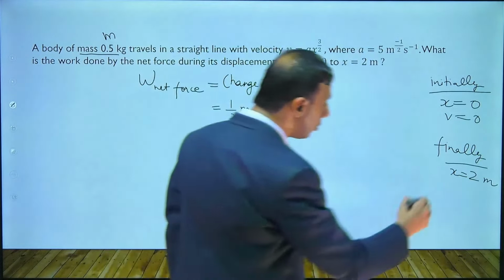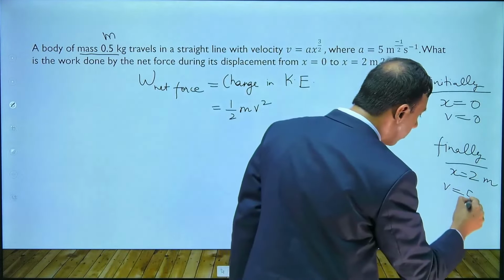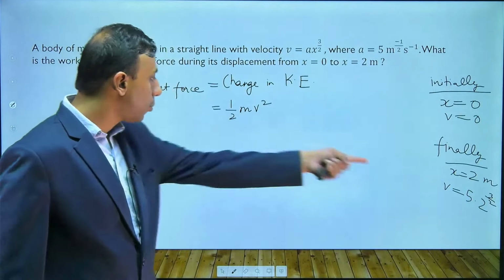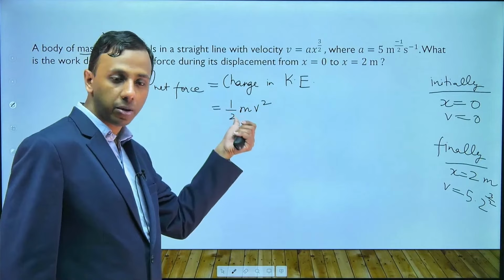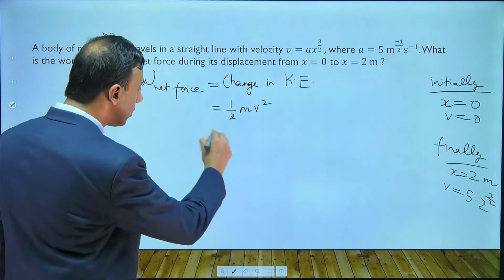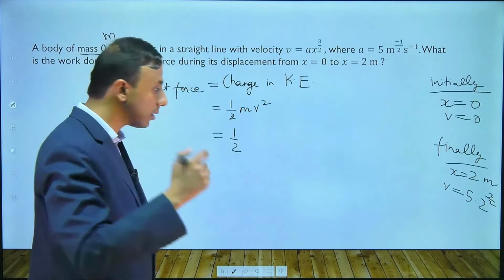And what is v equal to? Put it over there. A is 5, right? So this becomes 5 into 2 power 3 by 2. So put v's value over here. m and v we already know, right? m and v, we know everything. See, with a simple formula our answer has come. Half into what is m? 0.5 kg. 0.5 means half, right?